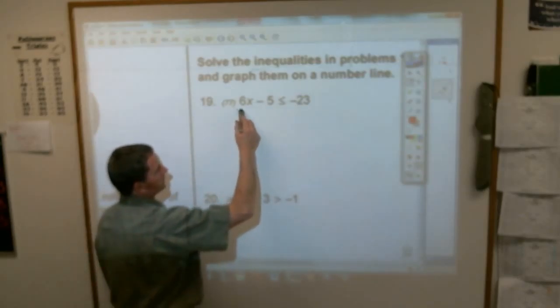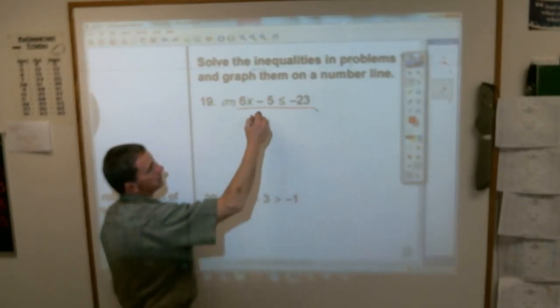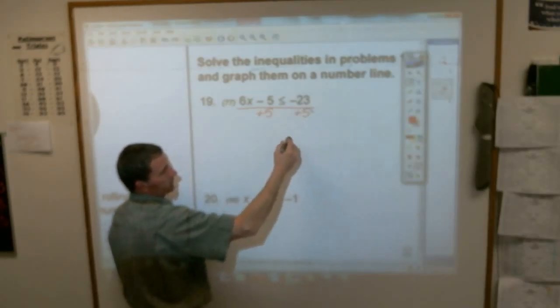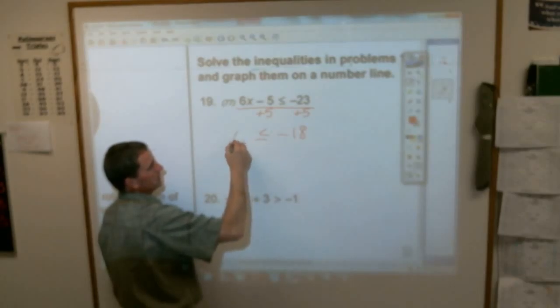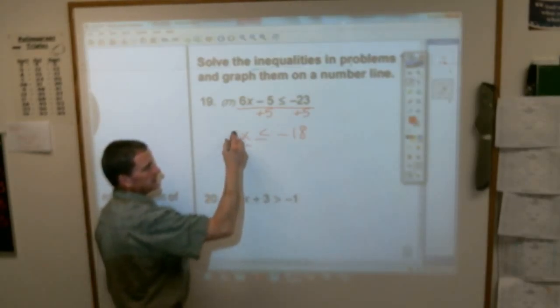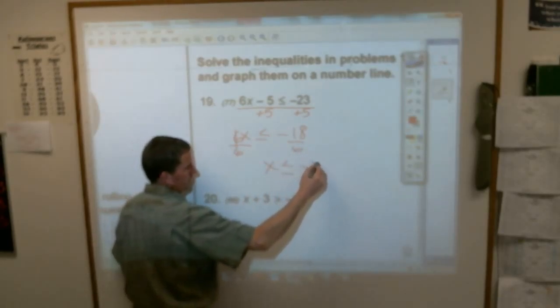Alex, you're just solving this for x, just like an equation. So how do I get the x by itself? Add 5 to negative 23, you get negative 18. And how do I get x by itself now? Divide by 6. X is less than or equal to negative 3.